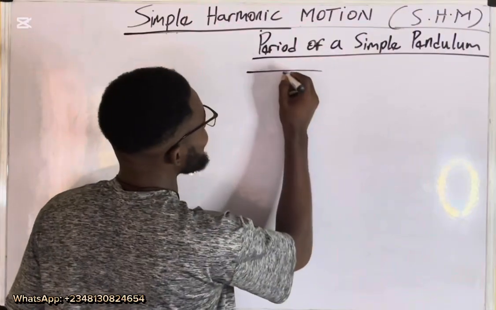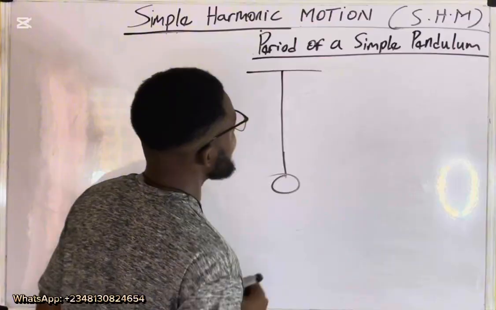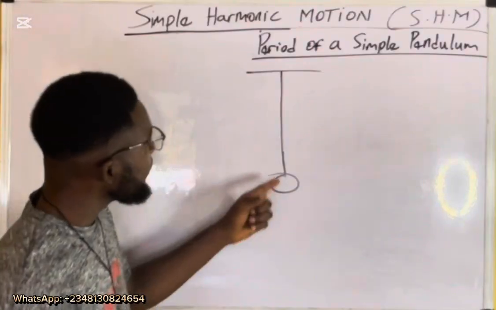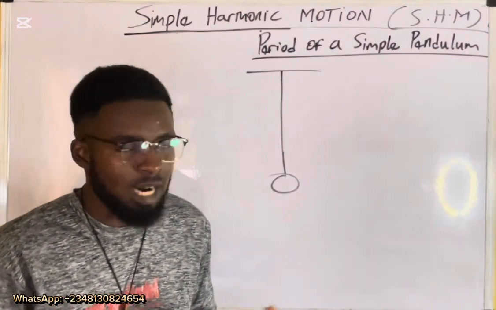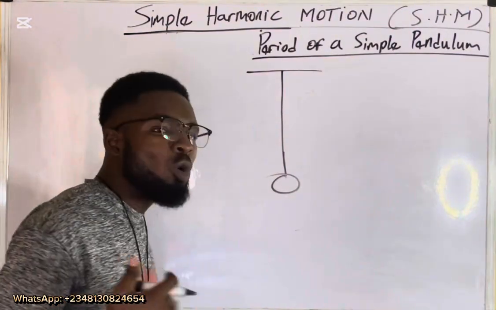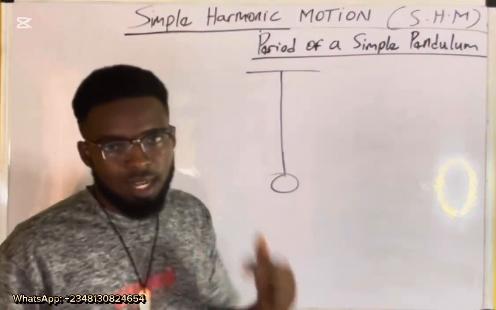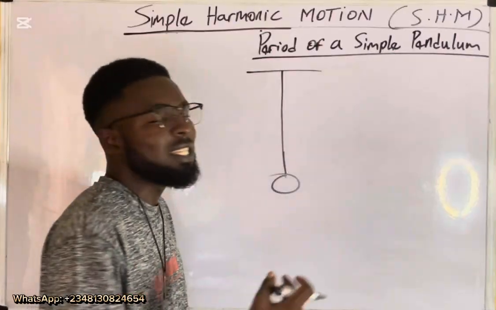Let's say, for example, this is a pendulum bob. Now we are going to derive the equation for the period of a simple pendulum. It is very easy to derive. If I want the pendulum bob to observe simple harmonic motion, I have to extend it. I have to create a distance.